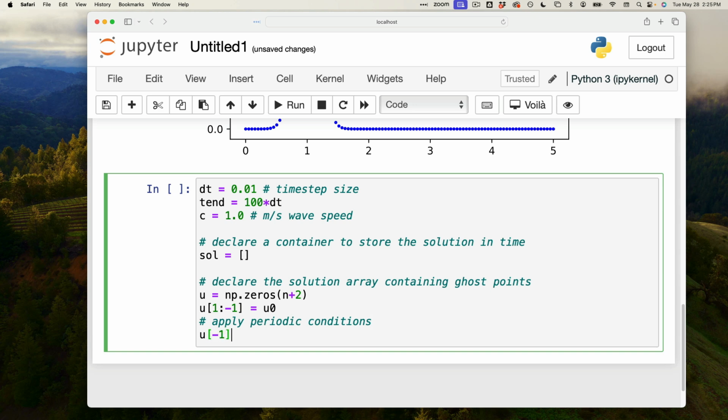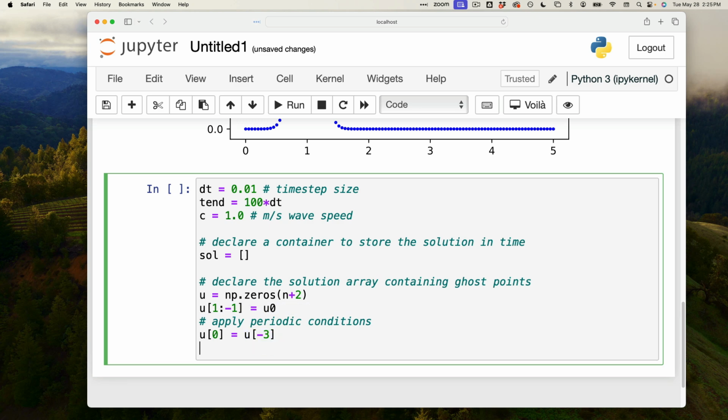u[-1] or u[0], we started with u[0], so that's the left-hand side, the left ghost point is going to be equal to u[-3]. So remember, at this step here, the ghost points contain zeros, or it might be wrong information in them. At this point, I'm taking the ghost cell on the left, and I'm putting good information in it. u[-3] is part of the initial condition, right? And now for the right-hand side ghost point, u[-1] is equal to u[2].